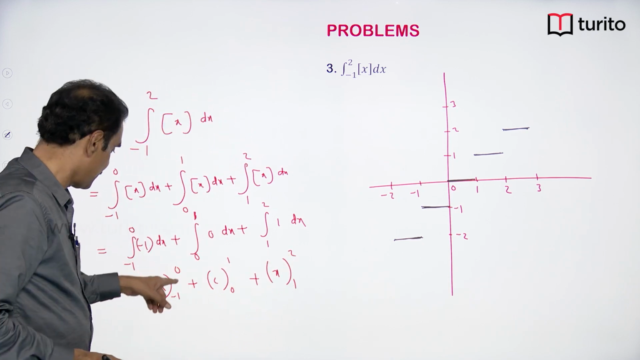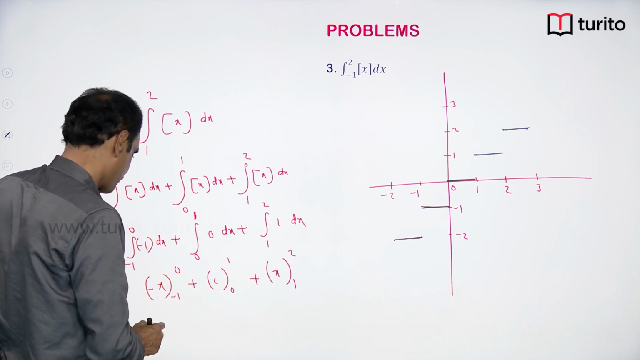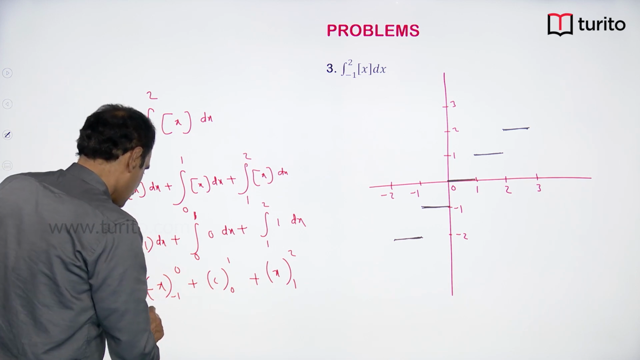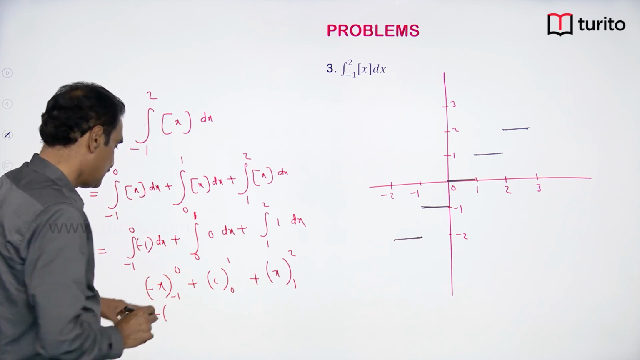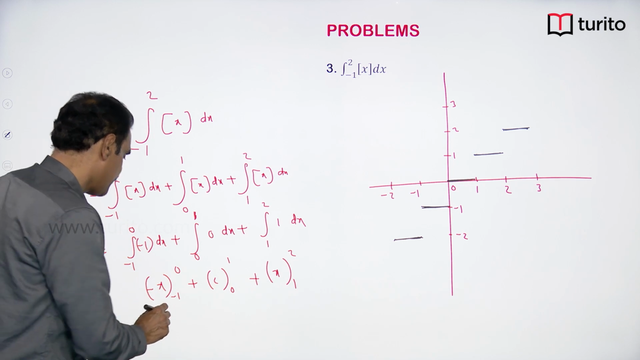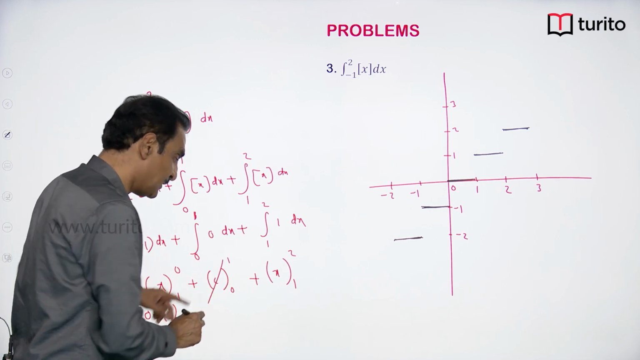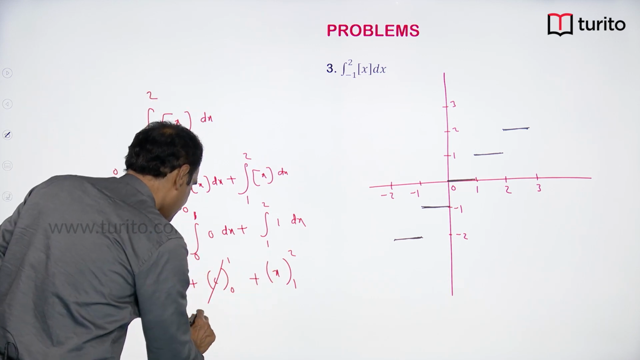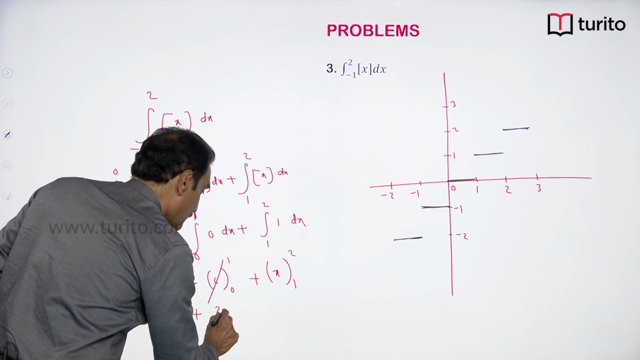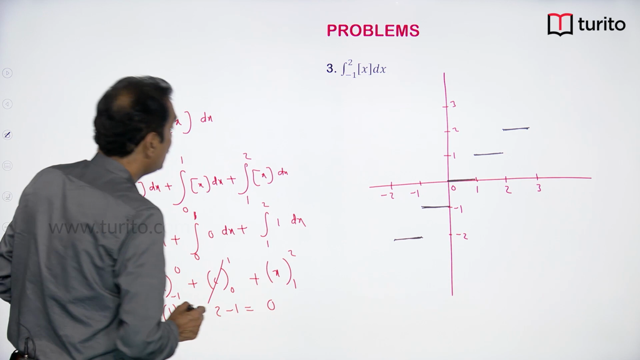Then what will you get? This will be 0 minus of minus 1, 0 minus of, substitute the upper limit, lower limit, it becomes 1, minus 1, and this is 0, c minus c, and this is 2 minus 1. So finally you are getting the definite integral as 0.